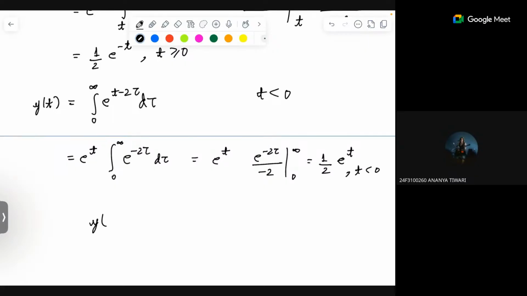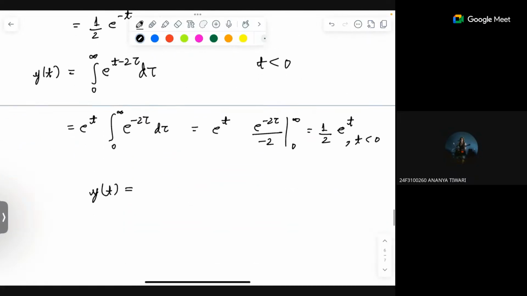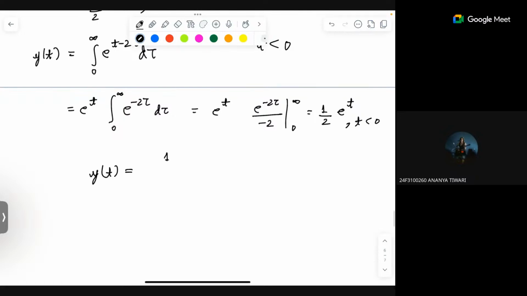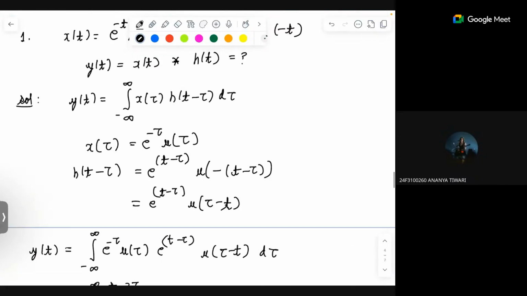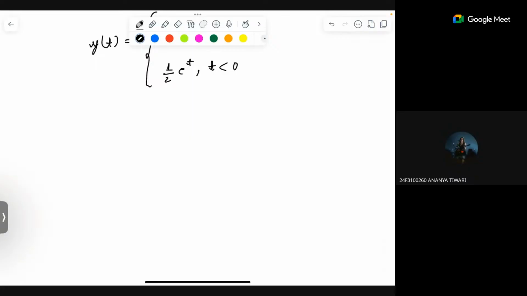So now we have calculated the expression for y(t). For t greater than or equal to 0, it is half into e raised to the power of minus t. And for t less than 0, half e raised to the power of t. Clear? Yes, ma'am. So this one problem was based on solving the convolution. Now let us see how many we can do today. Next one. So here two systems are cascaded.